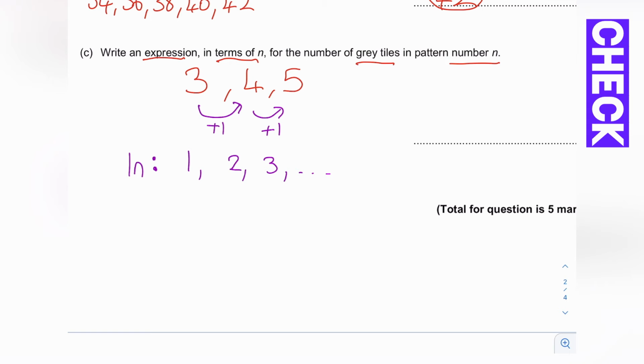After this, we need to see if our 1n sequence matches on to the number of grey tiles. Well, here we can clearly see our first term in our 1n sequence is 1, and our first term in our tiles sequence is 3. So that's 2 away. If we have a look at our second term, we've gone from 2 to 4. Again, that's 2 away. If we have a look at our third term, again, that's 2 away. So we know it's our 1n sequence plus 2. And that gives you the nth term for the number of grey tiles.